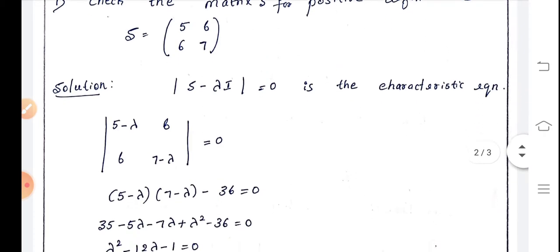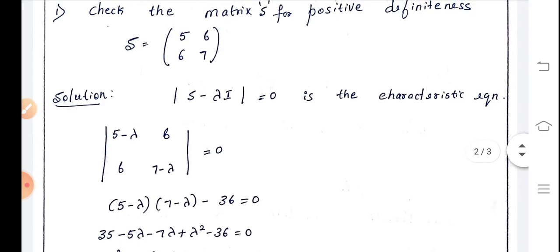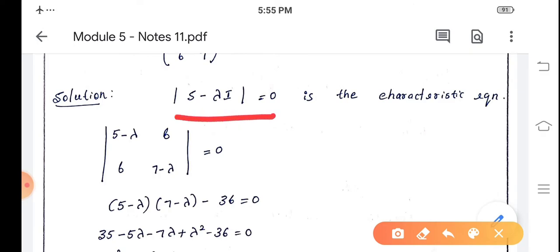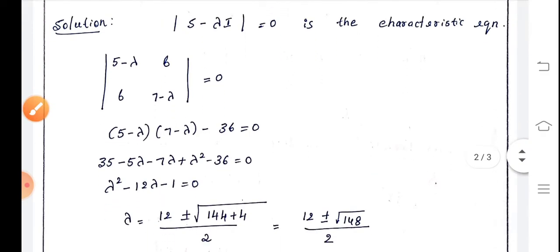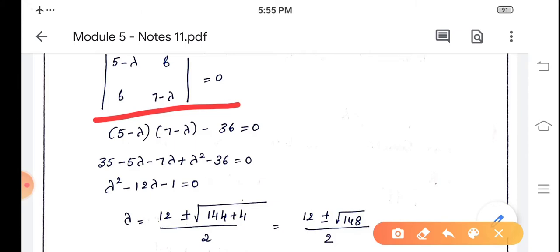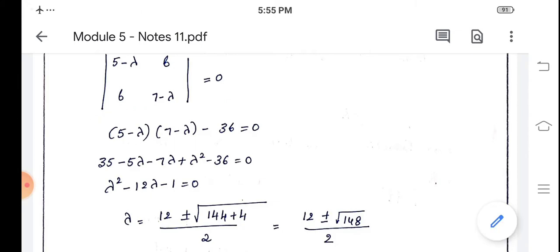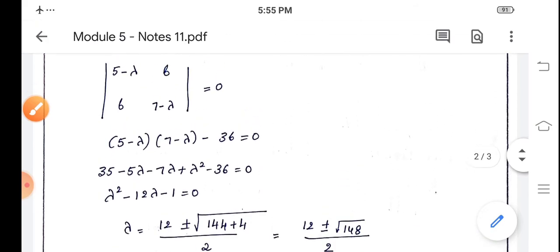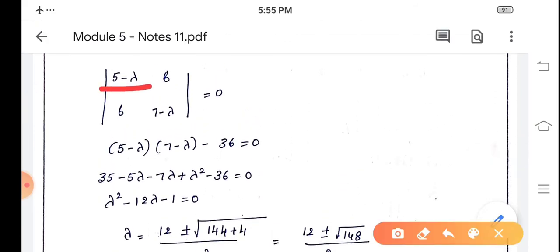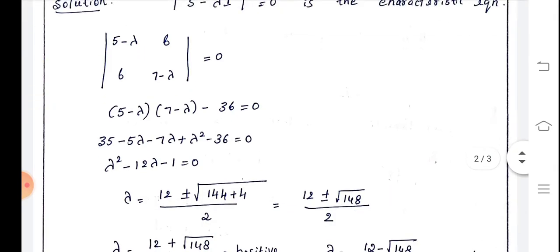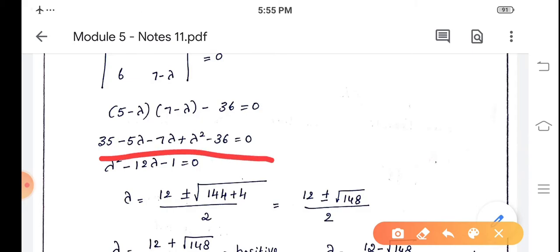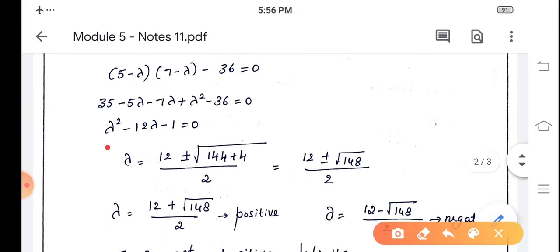So we shall find the eigenvalues now. To find the eigenvalues, we require characteristic equation. So characteristic equation is determinant of S minus lambda I is 0. That is determinant of 5 minus lambda, 6, 6, 7 minus lambda equal to 0. On expanding this determinant, it is (5 minus lambda) into (7 minus lambda) minus 36 equal to 0, or it gives 35 minus 5 lambda minus 7 lambda plus lambda square minus 36 equal to 0. That gives lambda square minus 12 lambda minus 1 equal to 0.